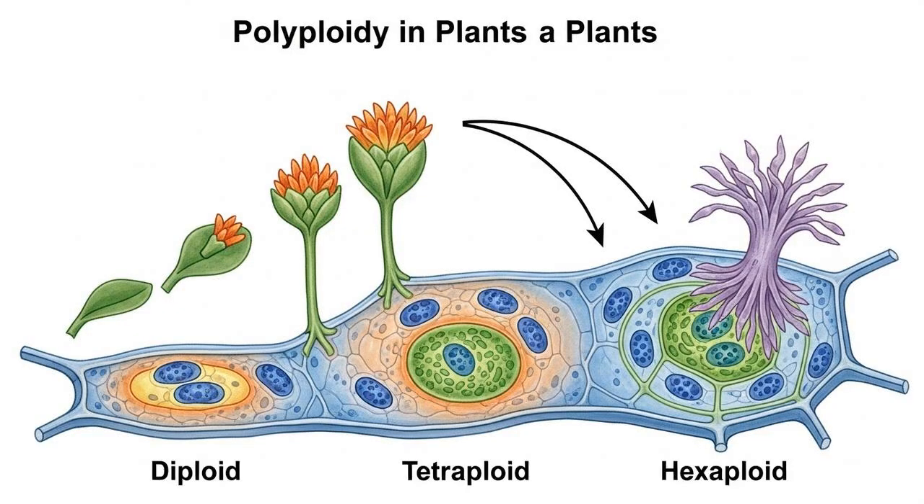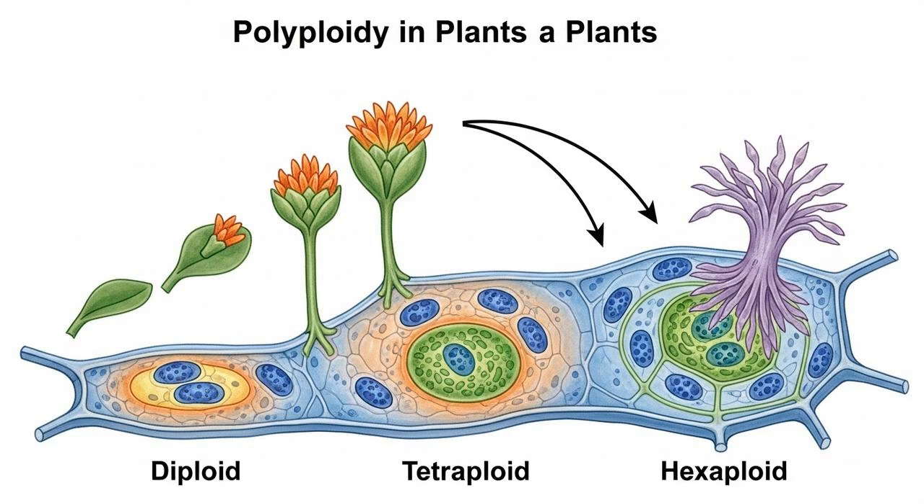But the most drastic mechanism for increasing chromosome number is polyploidy. This is where an entire set of chromosomes gets duplicated. Instead of being diploid with 2 sets, an organism might become tetraploid with 4 sets, or hexaploid with 6, and so on. Polyploidy is incredibly common in plants. It's estimated that up to 80% of all living plant species are polyploids, and we can see evidence of ancient whole genome duplications in the history of almost all flowering plants.